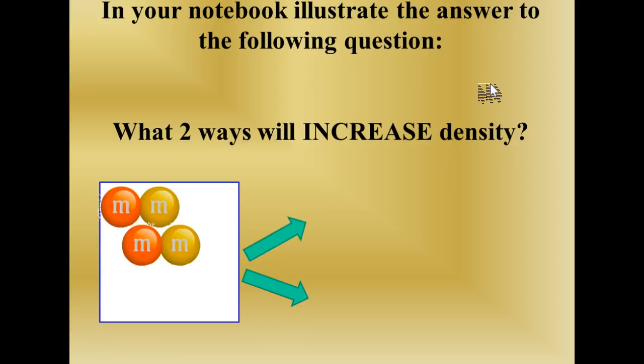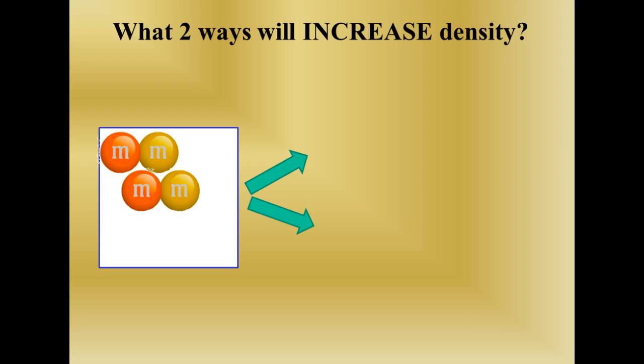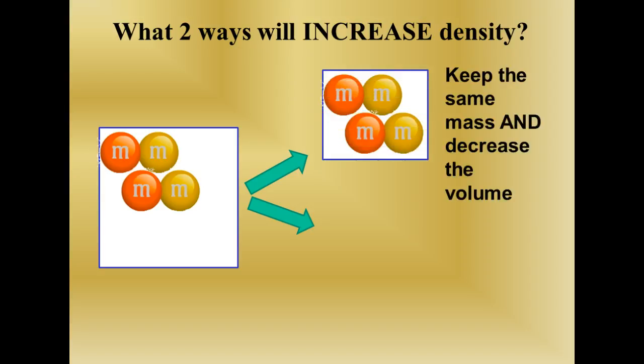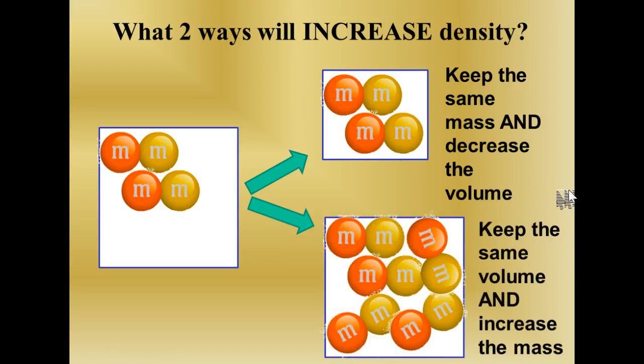I want you to draw two ways we could increase the density of this one. Well, we just learned it, right? We could keep the mass the same, but decrease the space. So we could keep the stuff inside the same and make the space smaller. Or we could add more stuff inside and keep the volume the same. So those are the two ways you can make the density bigger.